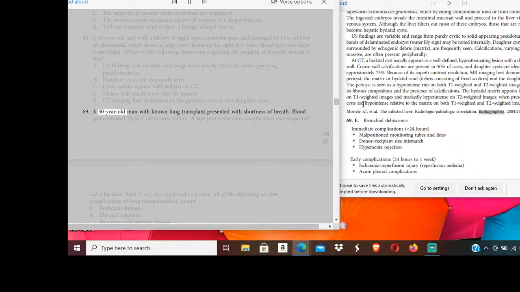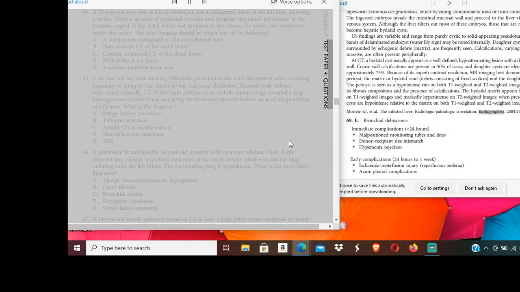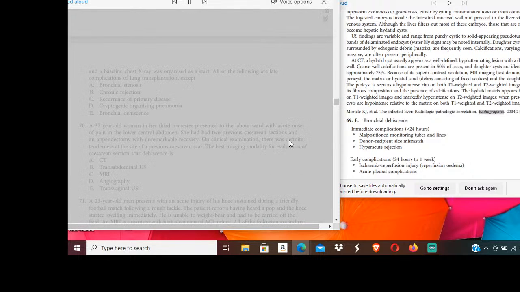69. A 50-year-old man with known lung transplant presented with shortness of breath. Blood gases revealed type 1 respiratory failure. A late post-transplant complication was suspected, and a baseline chest X-ray was organized as a start.